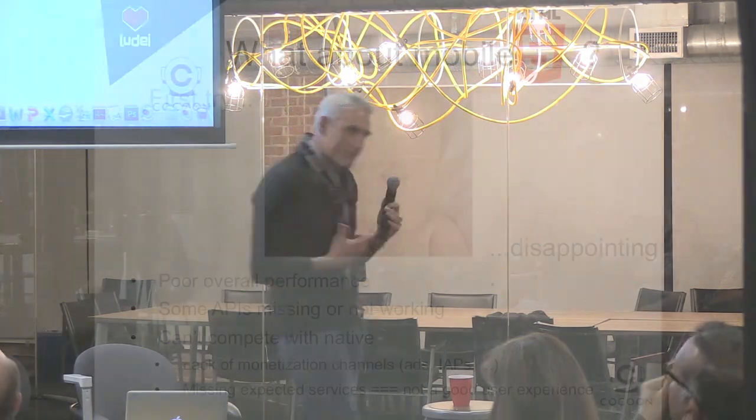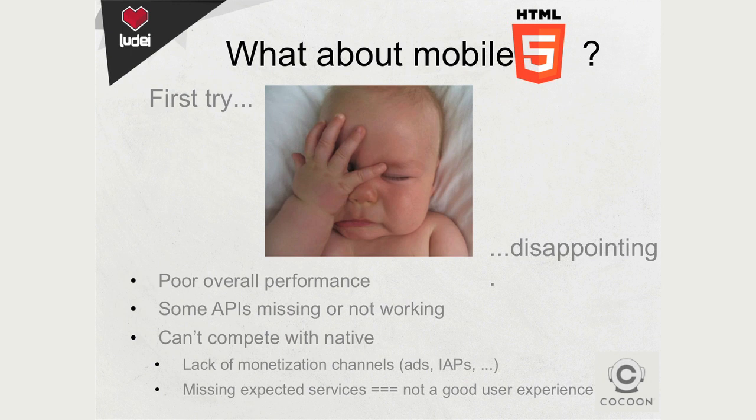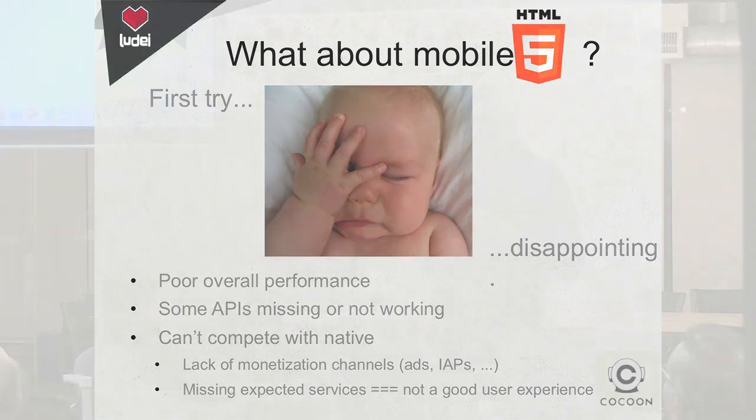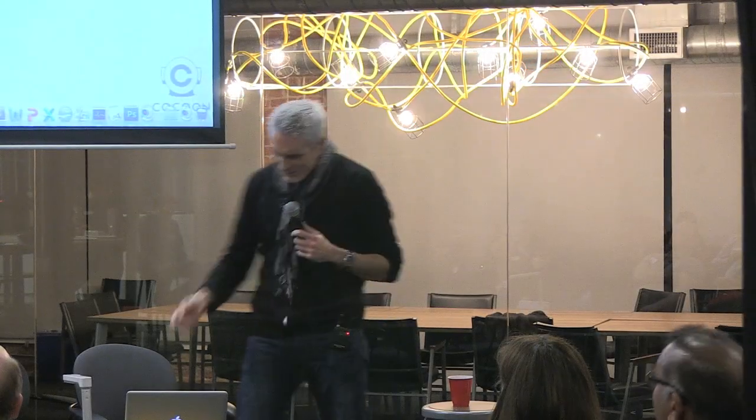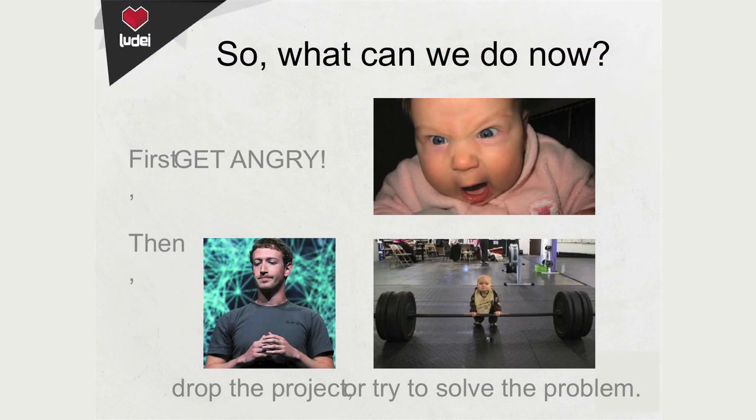But the thing is that we tried these first games and this first framework in mobile, and the first try was a little bit disappointing, right? To say the least. And why? The performance, as you know, wasn't as good as expected. Some APIs were missing. The overall feeling wasn't good. And there were a lot of things that you have on the native side that you didn't have in HTML5, and you still don't have nowadays. So what can we do then? The first thing that we did is we got angry.